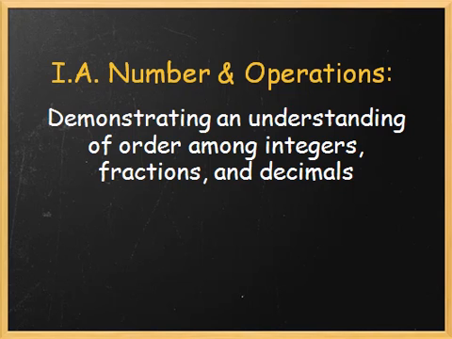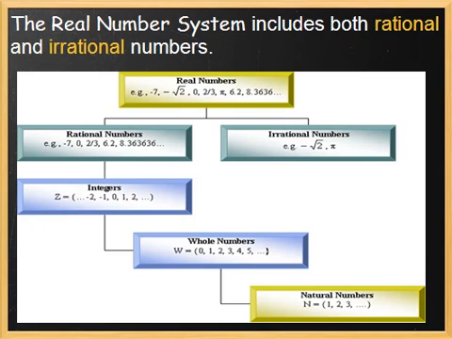In this section of the PPST, we will look at ordering integers, fractions, and decimals. Before we look at that, let's look at some definitions of our real number system. Our real number system includes both rational and irrational numbers. Our irrational numbers are like the number pi, in which the decimal never repeats nor terminates, although we usually round pi to 3.14.